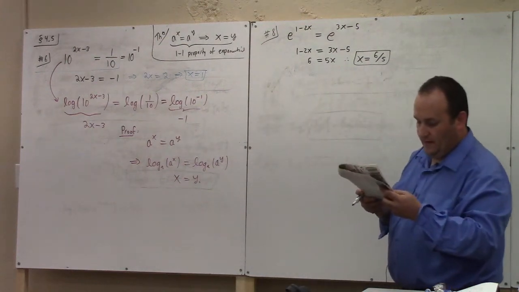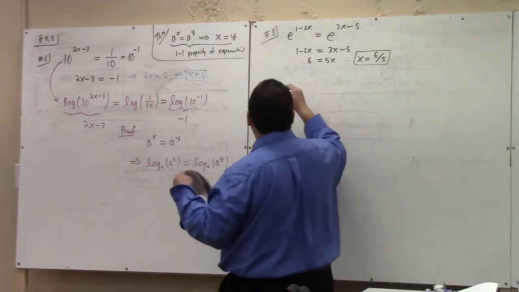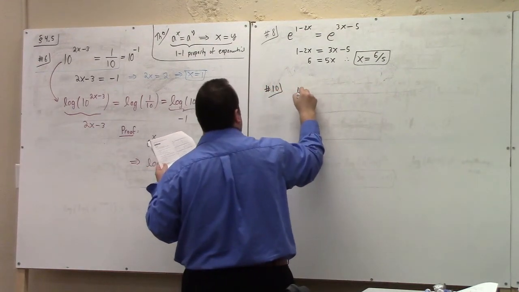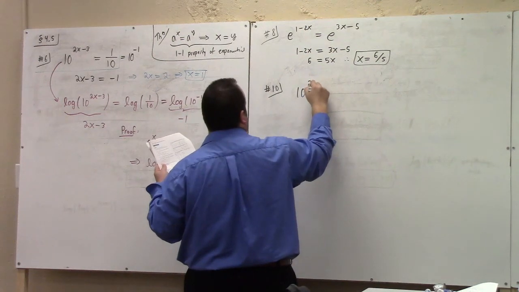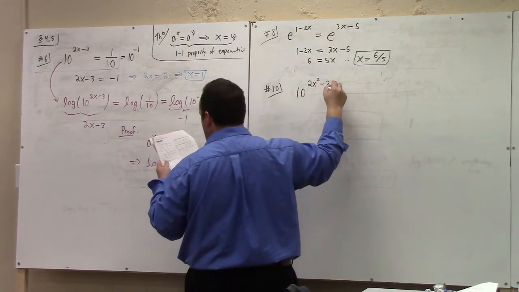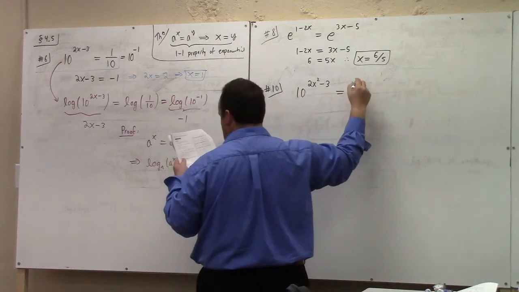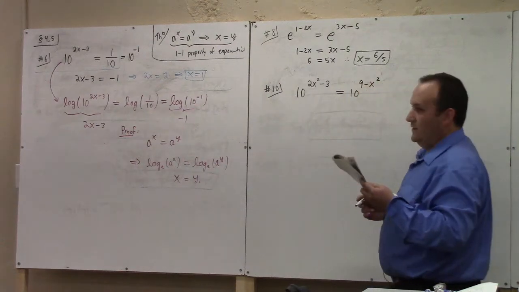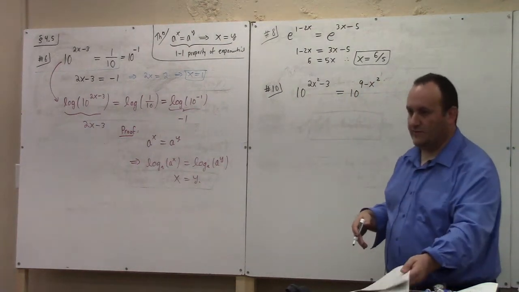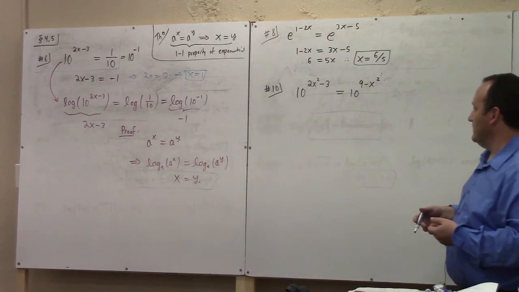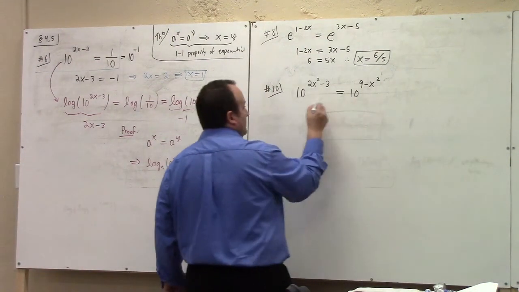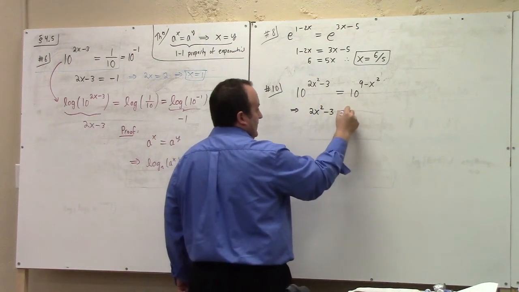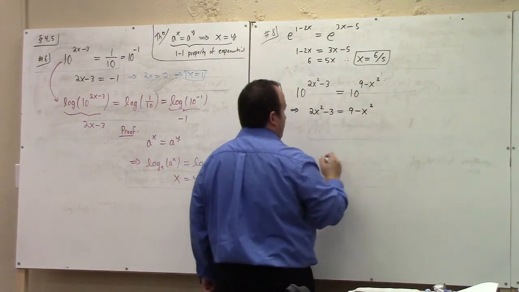So these don't have to be bad, right? Number 10 is a little bit more cranky. Here we've got 10 to the 2x squared minus 3 equals 10 to the 9 minus x squared. If we take the log base 10 of both sides, what does it give us? We get 2x squared minus 3 equal to 9 minus x squared. And what is that?